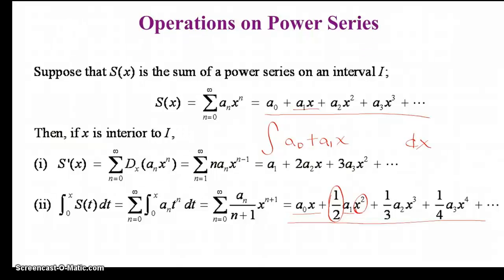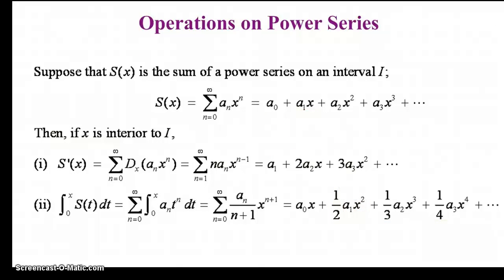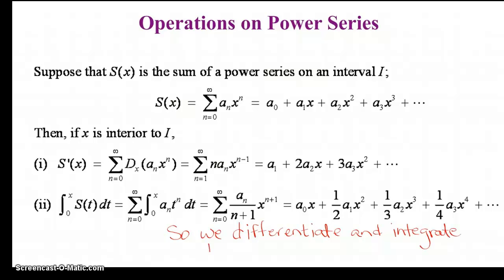That's the reason that all of our approximating polynomials were polynomials. And then with infinitely many terms, our power series behave like polynomials. So we differentiate and integrate term by term, because both of those mathematical operations break up over addition and subtraction.